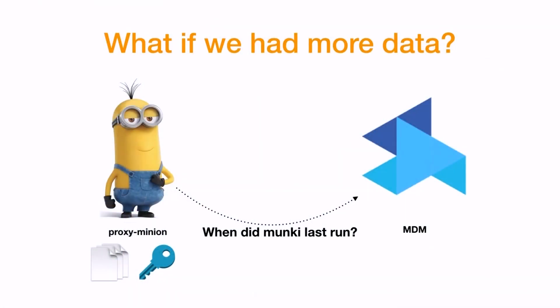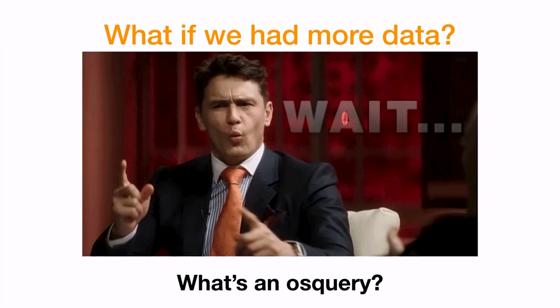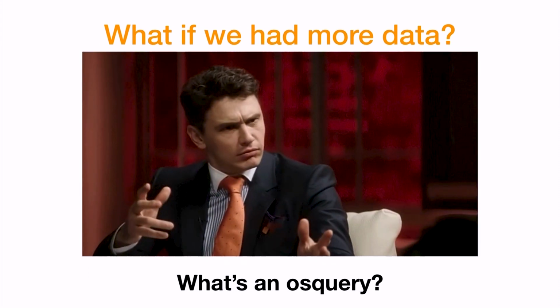So if we wanted right now, via MDM, to check, hey, when's the last time Monkey actually ran? The MDMs are like, come on, I can't do that. I have no idea what is actually happening on the box. So where can we get that information from the device, if it's not through MDM? In this case, our MDM is very smart, and it says maybe we should check osquery. So, okay, wait, what's an osquery?